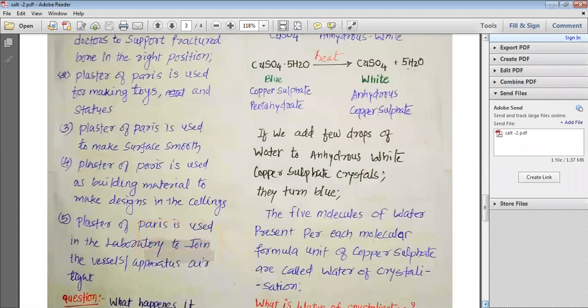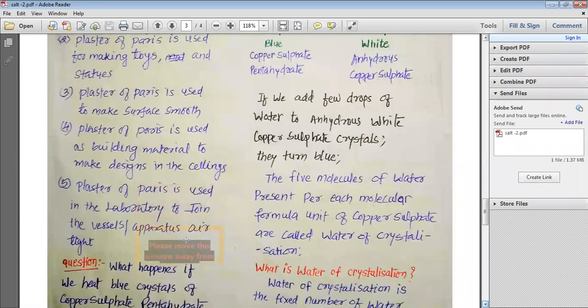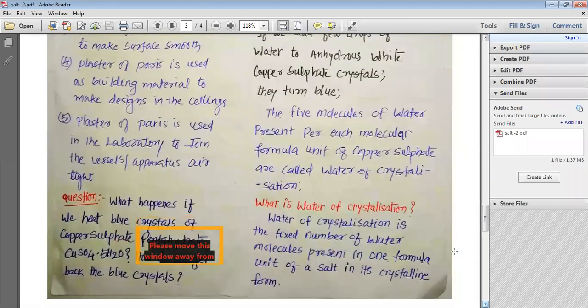Plaster of Paris is used as a building material to make designs in the ceilings. You might have seen some houses which are built and they have a very beautiful design in the ceilings. These ceiling designs are also made by using the plaster of Paris. Plaster of Paris is used in the laboratory to join the vessels or apparatus airtight.